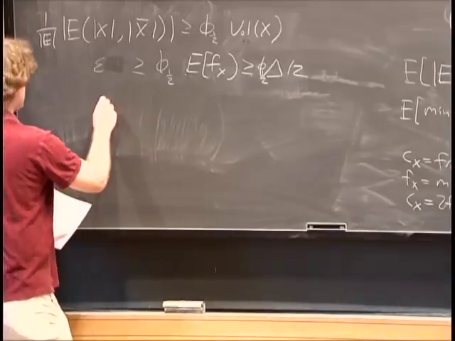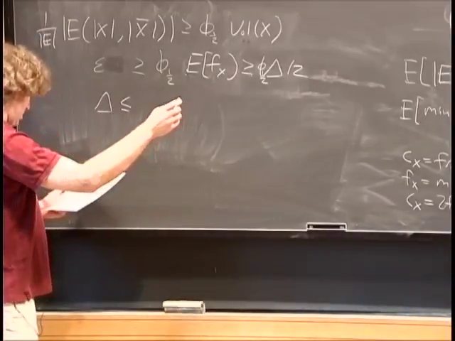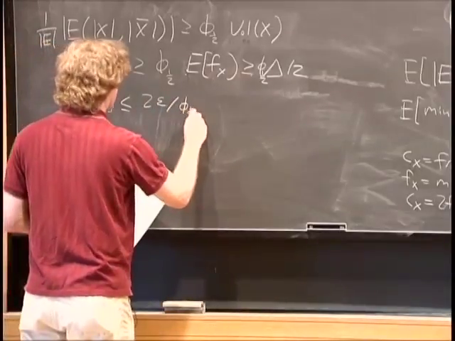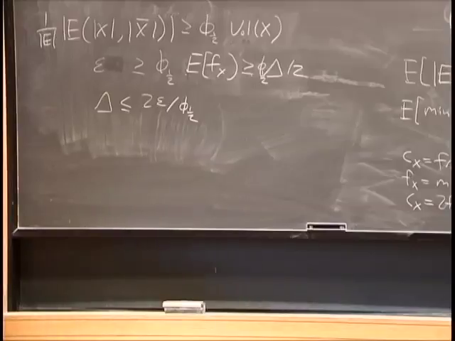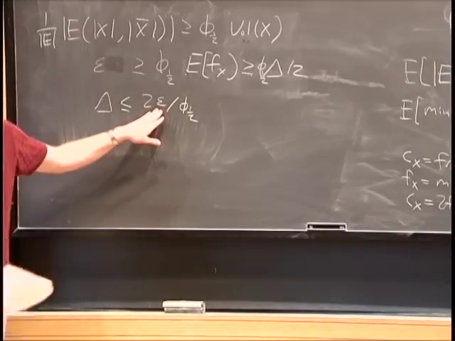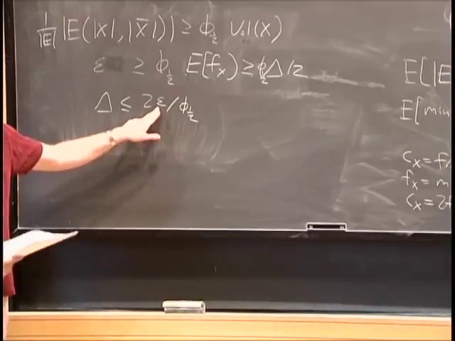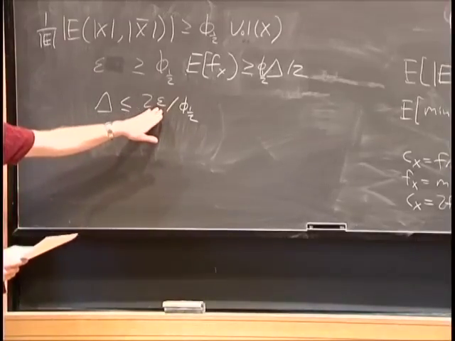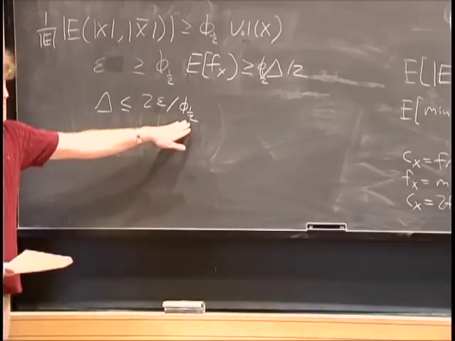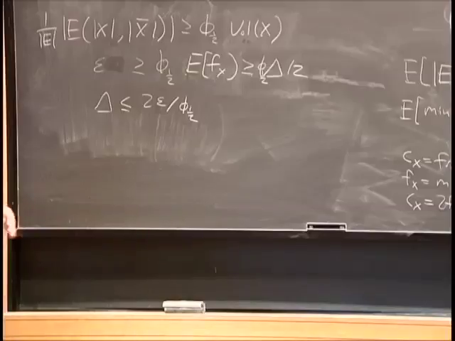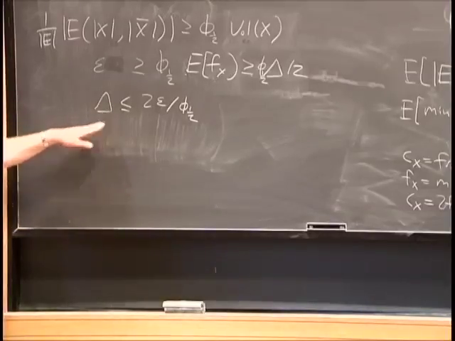So this gives us that delta is less than 2 epsilon over phi a half. So if the average distance along edges is short, epsilon here, it's an expander, or it has good conductance, then delta has to be small, where delta is the average distance on pairs of vertices.